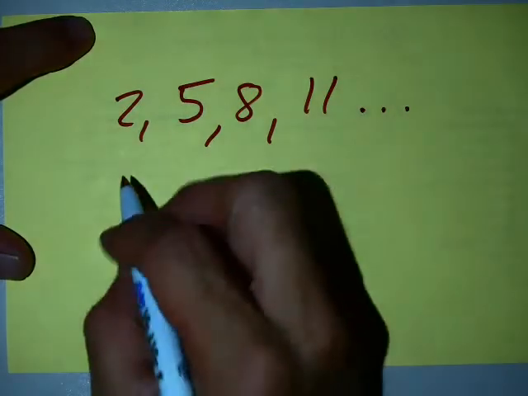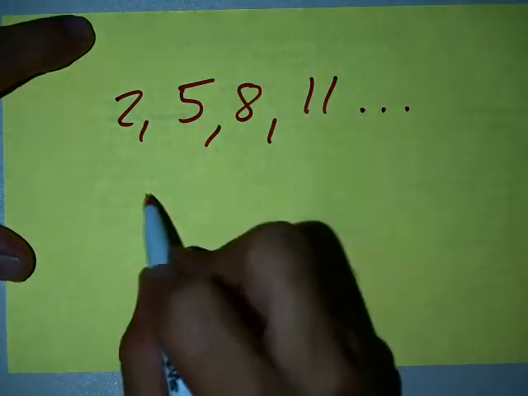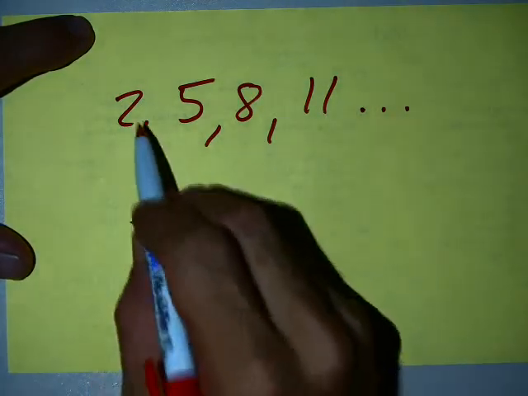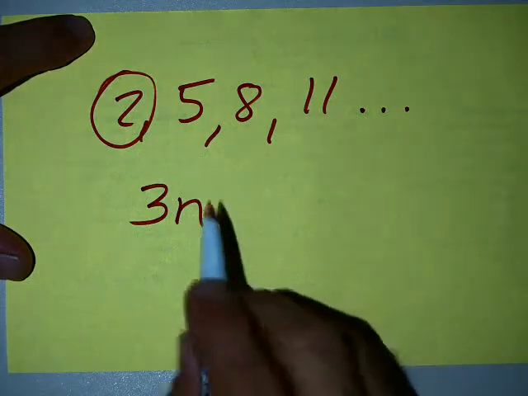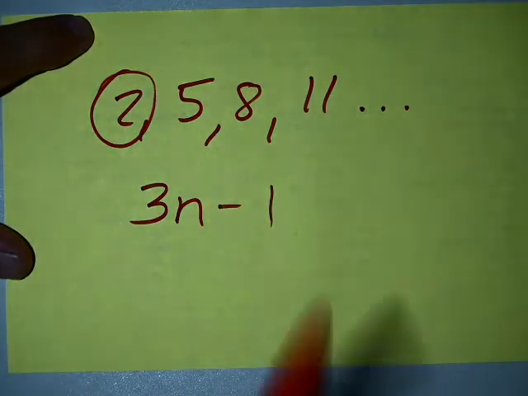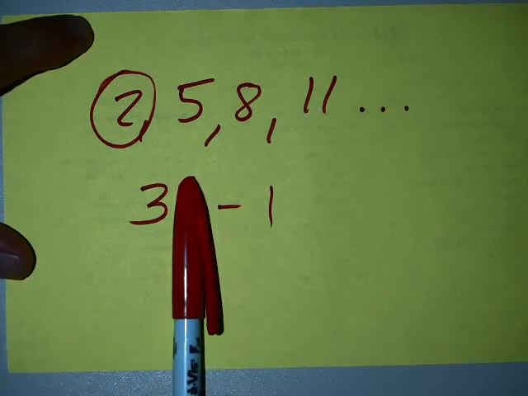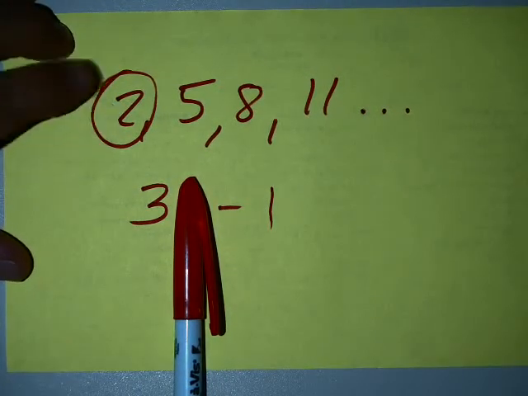Okay, we're back. Every time it's going up by 3, so I write down 3n. I ask myself, how do I get to that first number, which is 2? Oh, I subtract 1. There's the rule right there, 3n minus 1. You cover up the n, you should have the first number. 3 minus 1 is 2.